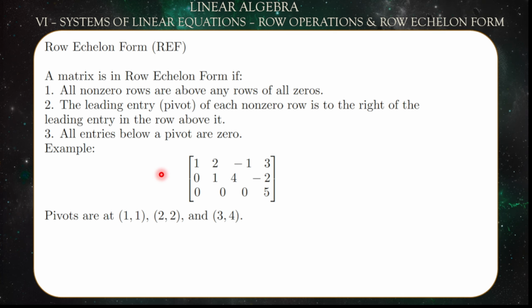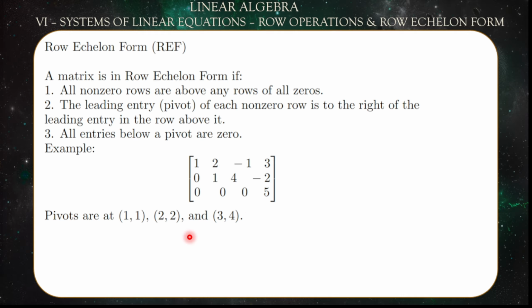As an example, all non-zero rows are above any rows of all zeros. We don't have a row of all zeros here, but you notice something: the 1, 2, minus 1, 3 has 0 to the left, then it keeps shifting to the right as you go down the rows. What is a pivot at first? 1 is a pivot. Why? Because all the values underneath it are 0. All entries below a pivot are 0. So 1 here is a pivot. Also 1 over here is a pivot. 4 is a pivot because all the values underneath it are 0.